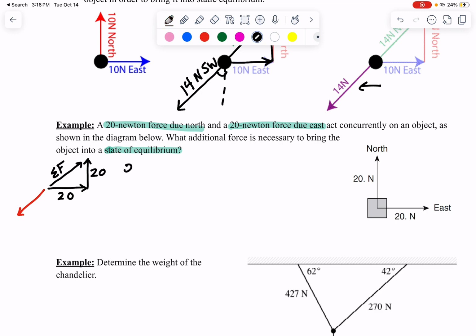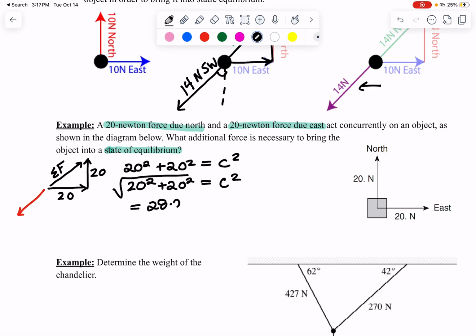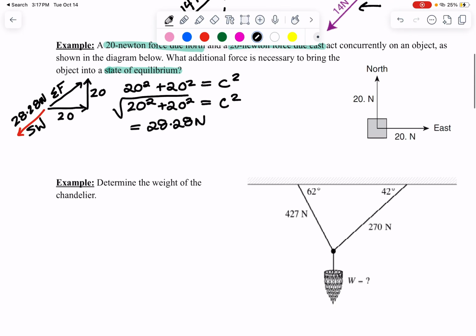The way that we figure that out is we do 20 squared plus 20 squared equals c squared, and that'll be our equilibrant. The square root of all that will give me my value. When I put that in the calculator, I end up getting 28.28 newtons. So that would be my equilibrant force right here, 28.28 newtons. And we could just say that it is southwest. What that means is that force would be applied, and it would put that net force to zero. Okay, so that's the first one.